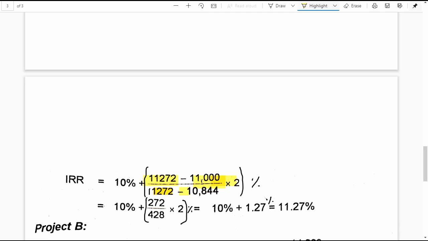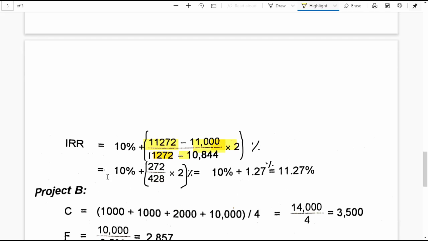The whole should be kept within bracket. You write the percentage symbol outside. This is what is to be done for you to easily calculate IRR. Then it is equal to 10% plus 272 divided by 428 into 2, which is equal to 10% plus 1.27%. The total IRR for project A comes to 11.27%, which obviously lies in between 10 and 12%. This is the best method for calculating IRR.